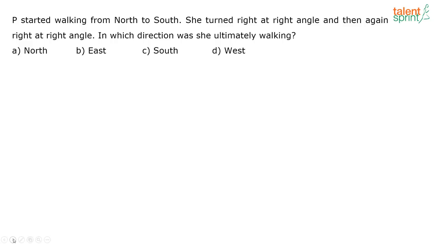All these are from the same paper, okay, SSC CGL paper. P started walking from north to south. She turned right at right angle and then again right at right angle. In which direction was she ultimately walking? A and D. Why do a lot of you or some of you say D? Okay. P is starting walking from north to south. See the direction diagram: north, south, east, west. So P is walking from north to south means P is going in this direction.